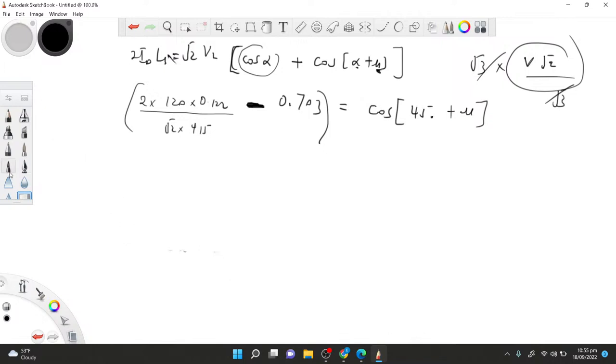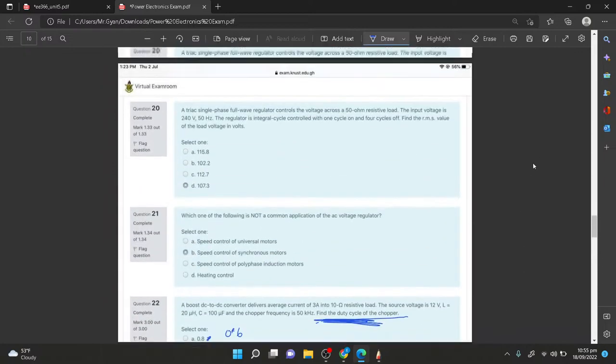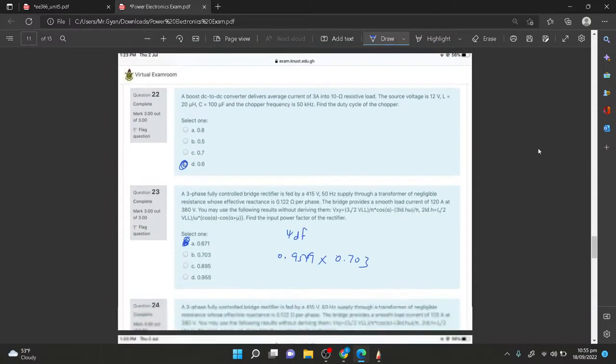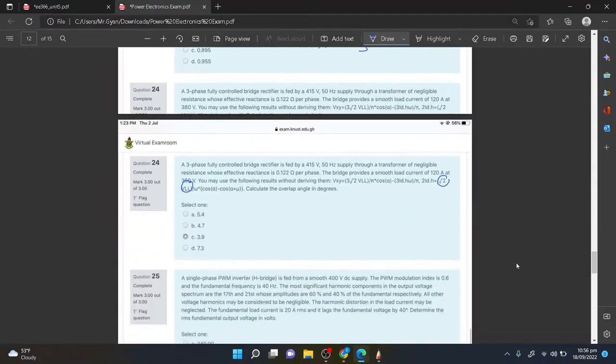We get minus 0.653. So find cos inverse of this. Cos inverse of that answer. So you get 130. When you find cos inverse, you get 130 is equal to 45.3 plus mu. So mu is 130 minus 45.3.